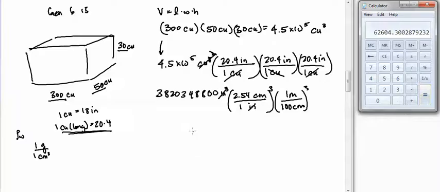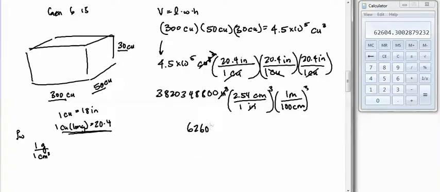All right, here we go. 62604 meters cubed. Now I don't need to write down all these numbers because I want to kill down to 1 sig fig. And so I would say the answer is 60,000 cubic meters. That would be 6 times 10 to the 4th power meters cubed. And that would be my answer.